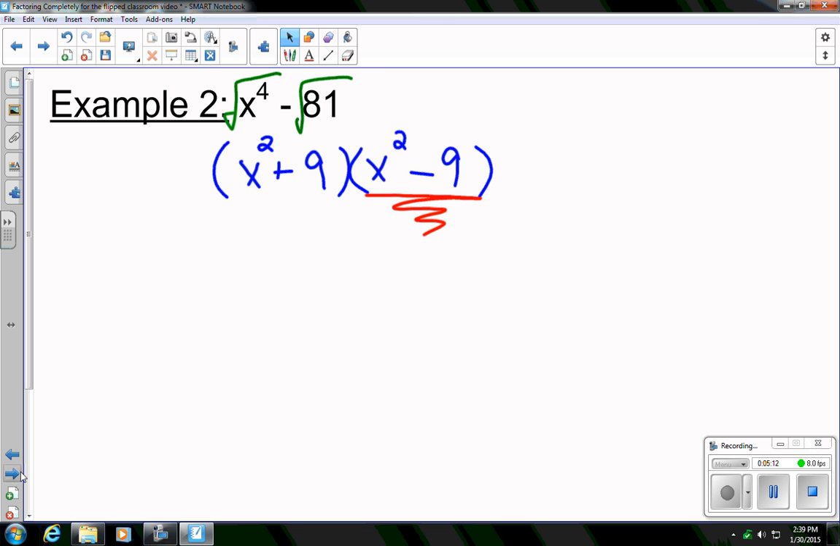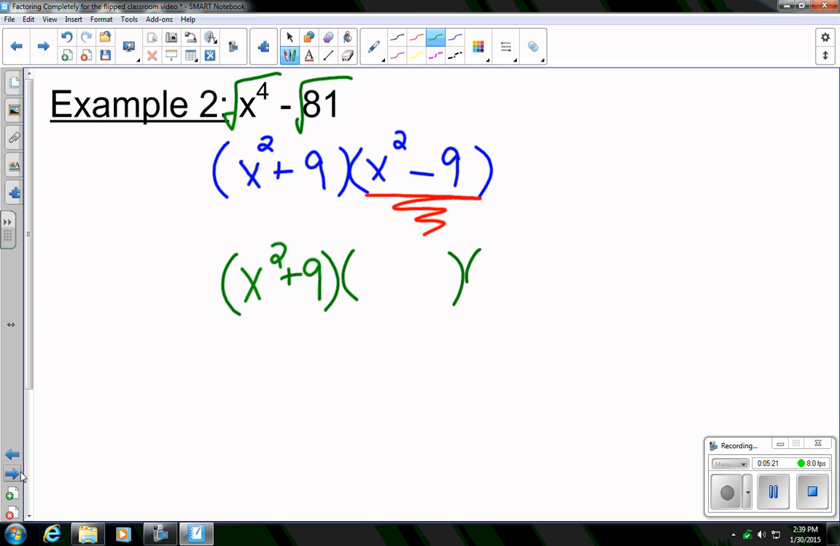So, since we're not doing anything with that x squared plus 9, we're going to rewrite it on our next line. Then, the x squared minus 9, we're going to factor. So, two parentheses. One gets a positive, one gets a negative. And now we're going to square root x squared and square root 9. The square root of x squared is x, so that goes in the first spot of each parentheses. And the square root of 9 is 3, which goes in the second spot.